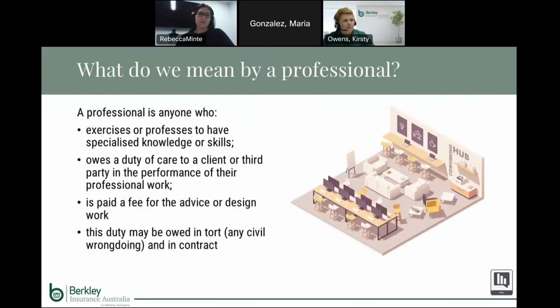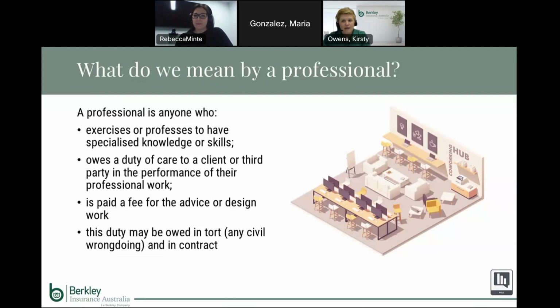But what do we mean by professional? Well, this is slightly more difficult to define. As a term, it's not prescribed in law as such. So generally, a professional is considered a person who holds specialized knowledge or skills, usually through higher education, such as provided by universities or similar type establishments.